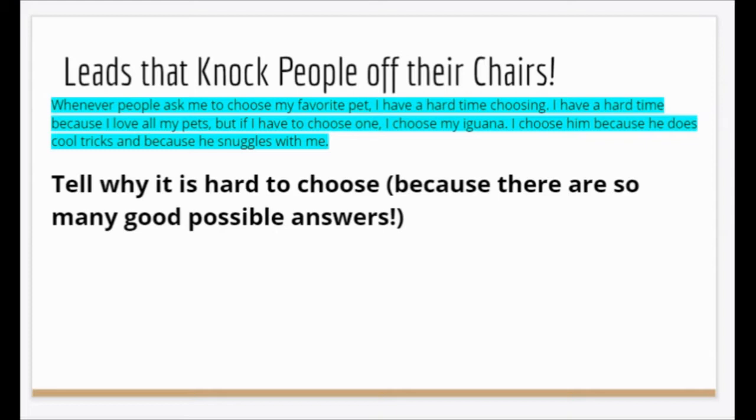I think of this as the why it's hard to choose one. And I think a lot of people would relate to that. It's hard to make decisions sometimes, especially when there are so many good possible answers. If you have more than one pet, it might be really hard to choose. Clue your reader into that. That's going to pull them in because they're going to want to know, well, hey, if you've got all these great pets, what makes this one so special?